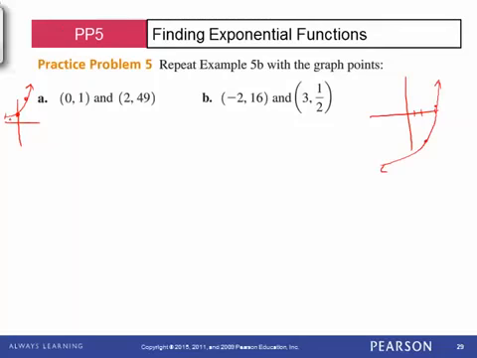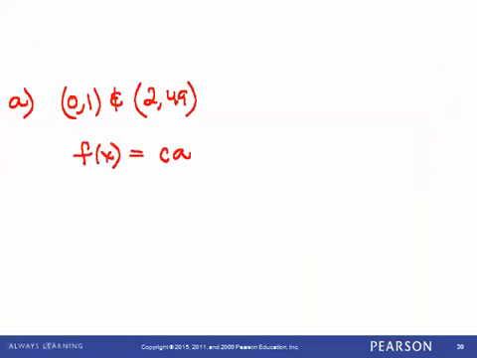The thing that should come to mind over here, though, notice sometimes we do have x-intercepts. We have x-intercepts if we start making transformations here, right? If we go lower, we will eventually have an x-intercept. We will always have a y-intercept there somewhere. Alright, so let's go for it here. So for the first one, (0, 1) and (2, 49), what we do is we set up a basic exponential function. And there it is. C is a coefficient in front, a is our base, and x is our variable.